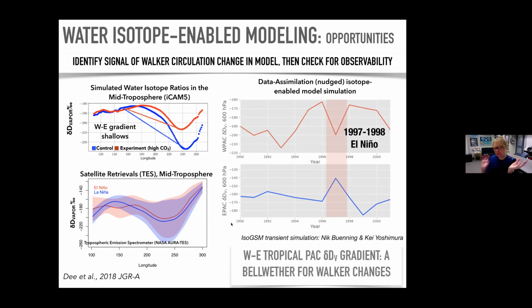So this west to east tropical Pacific delta D gradient can give us sort of a bellwether or an indication of changes in circulation. And we have to account for both thermodynamic and dynamic effects, but I think that there's powerful detection and attribution we could perform using isotope-enabled models to get a prediction about how the climate system might change as we are severely warming up the planet. And we can then go to the satellite products to check our understanding and to detect those signals.